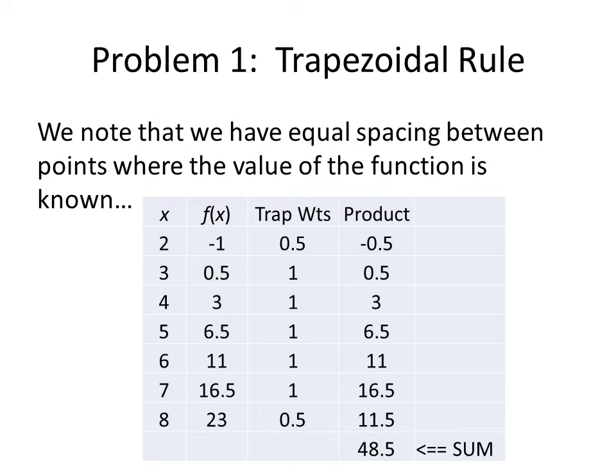You multiply f of x times the weight to get the product of those two. You do that for your entire data set, sum them up. In this case, we get a sum of 48.5. Once you have that sum, you multiply by the interval size, the size from one x to the next, and we have x's that are spaced 1 apart, so h is 1, so that sum times 1, our integral is just 48.5 by the trapezoidal rule.